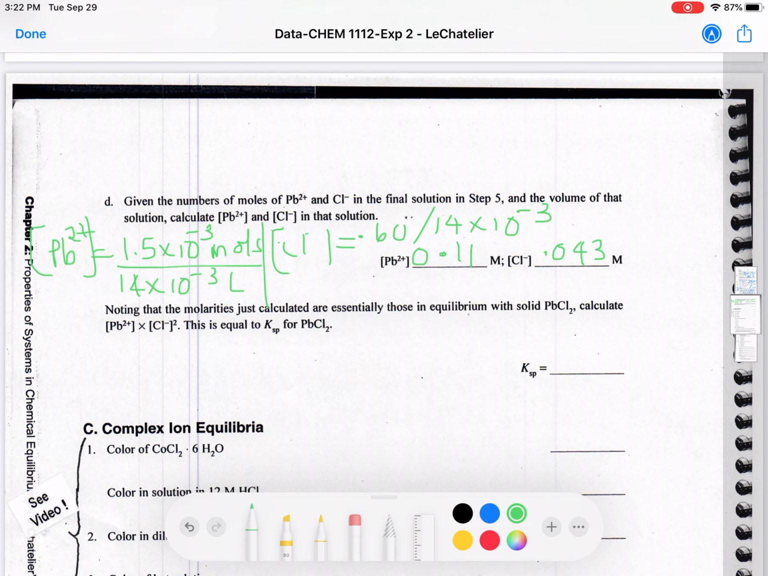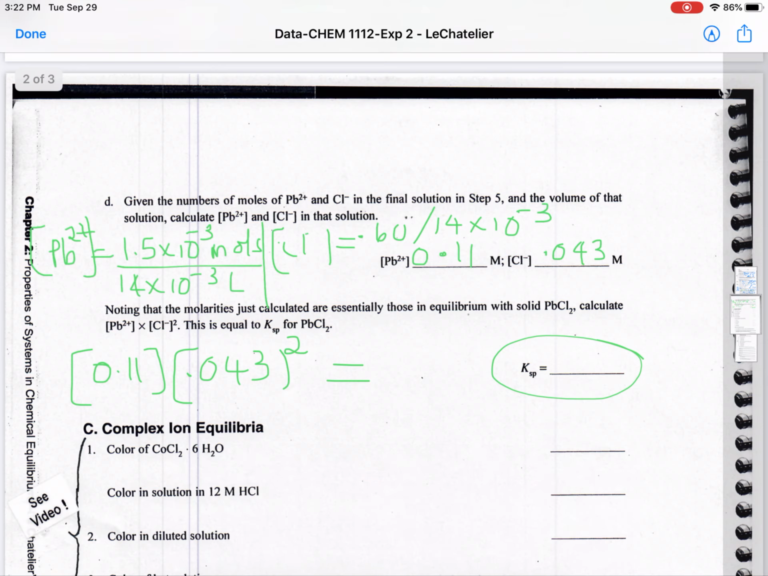And then you can calculate the KSP, which is going to be the product of these two concentrations. So 0.11 would be the lead ion concentration, and then the chloride we just calculated, 0.043, and we need to raise this to the power 2 because there are two chloride ions, and this will give you the KSP value. You can write it down over here. Okay.